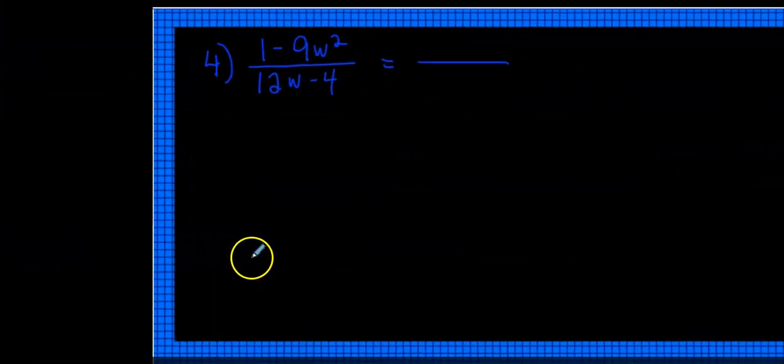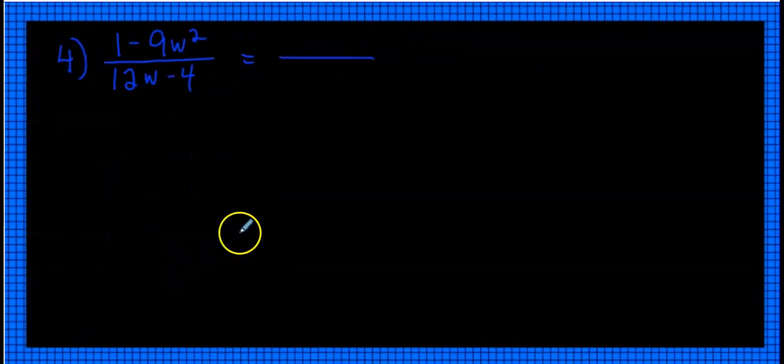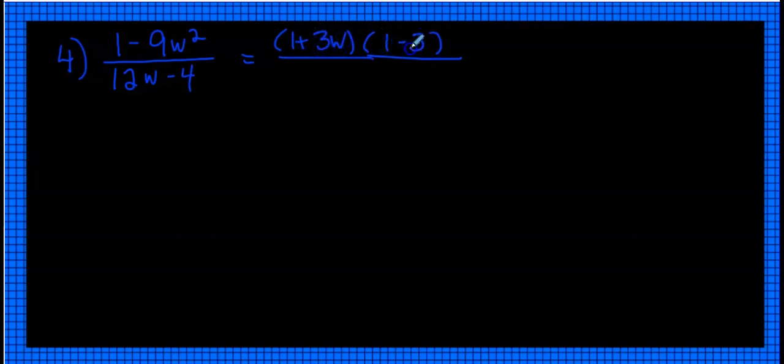And number 4, the numerator is a difference of 2 squares. 1 is a perfect square, 9 is a perfect square, and w squared is also a perfect square. So I can break this up into 2 binomials: 1 plus 3w and 1 minus 3w. And then I can take out the greatest common factor in the denominator. If I were to take out just a 4, let's look at what that would look like. That would give me 3w minus 1.